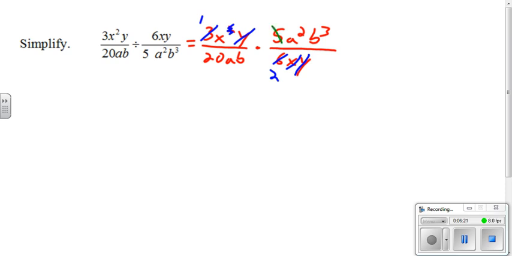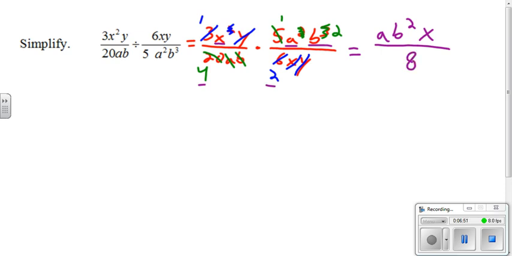Diagonally over here, we'll take a 5 out and a 5 out. We'll take an a out and an a out, and one b and one of those b's. So this is what we have left on the bottom here. Now, multiplying straight across, we just have our x here, our a, and our b squared. So we would say a b squared x over 4 times 2. 4 times 2 is 8. So that is our most simplified version of that rational expression.